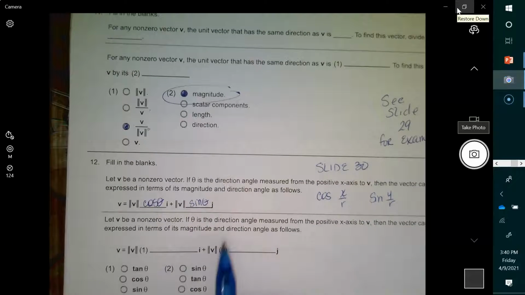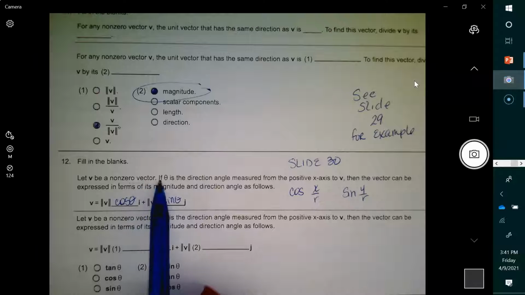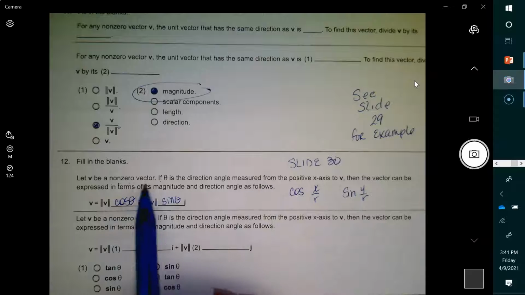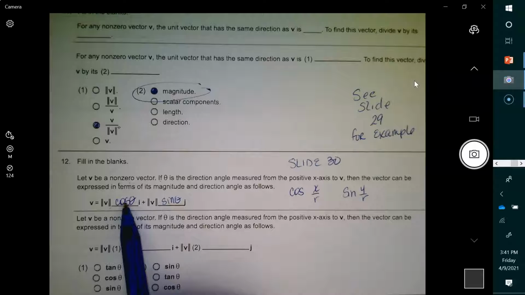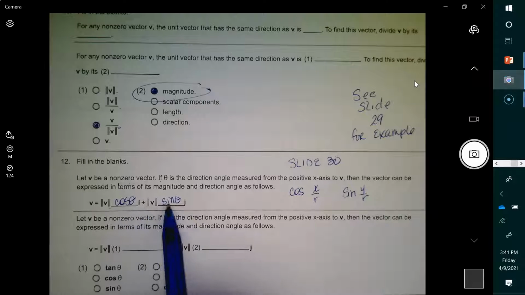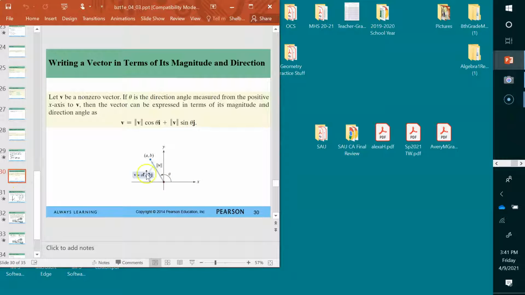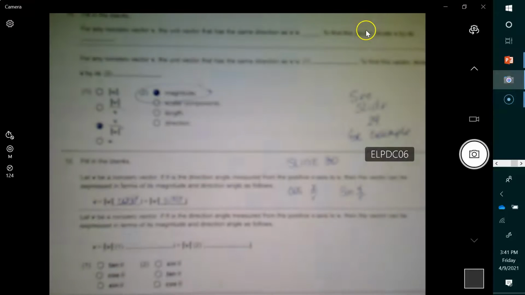Slide 30 talks about this. I'll scoot over there really quick after I read it. It says, let v be a non-zero vector. If theta is the direction angle measured from the positive x-axis to v, then the vector can be expressed in terms of its magnitude and direction, where it is the magnitude times cosine theta i plus the magnitude times sine theta j. So let's go over to slide 30, and there's where they're explaining that, and they're giving you an example. You can stop the video and look at that example if you need to. Go back to my other screen.